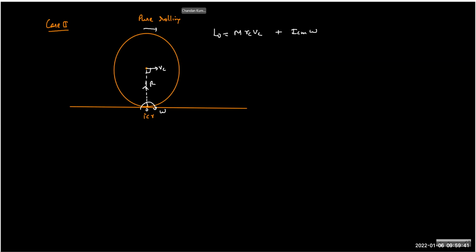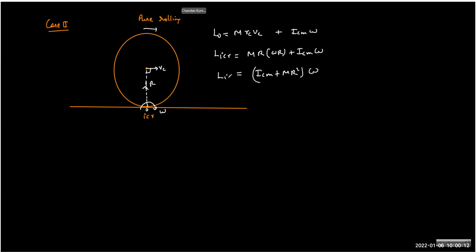But again, you can see that L about ICR, because I'm replacing O by ICR. And VC we can write as omega R, because it's pure rolling motion. This RC itself is capital R, so let's write R omega. ICM omega, and you know this answer: ICM plus MR square.